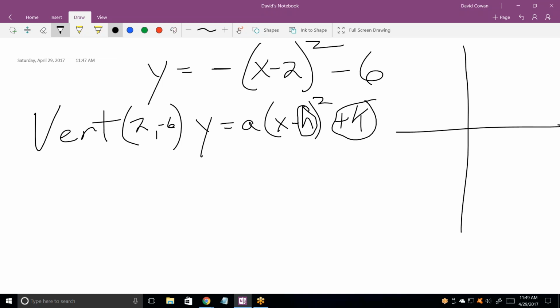Vertex is at 2, -6. I will call that point. Now, does this thing open up or open down? Down. Okay. Which means there aren't going to be any x-intercepts. It's never going to cross the x-axis.